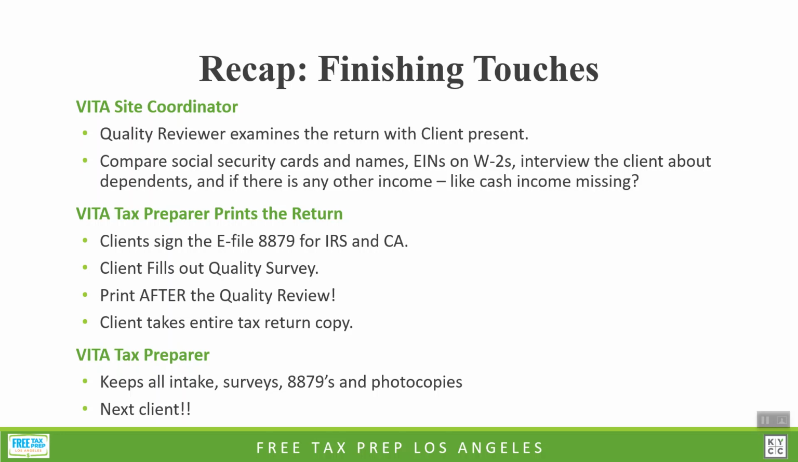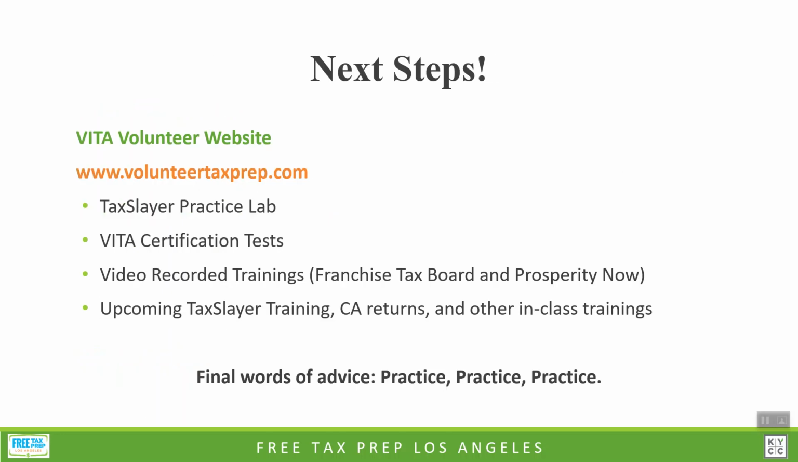This is just so that if there was a mistake spotted by the quality reviewer, you wouldn't have to reprint the new one. Just get a quality review and then have it printed. And then make sure that the client takes the entire tax return as a copy. And if you're a VITA tax preparer, again, we keep all the intake, surveys, the 8879, which is the e-file permission, as well as any photocopies of the tax documents. Once you got all that, now we move on to the next client.